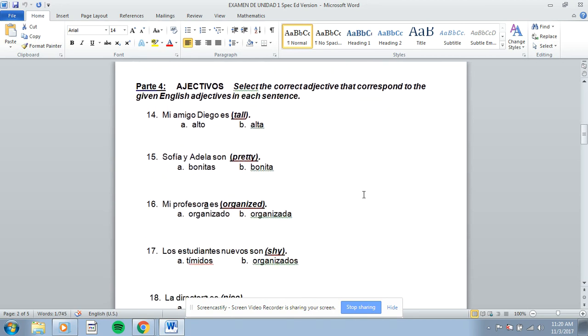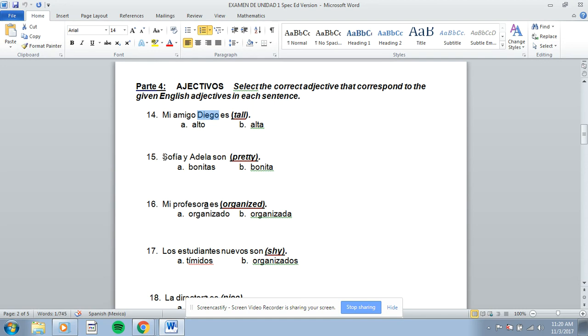Parte 4, part 4, number 14 says, mi amigo Diego es, and they want you to put the word for tall. Well, they give you two versions of tall, alto and alta. Which one of those would you use if you're describing Diego, who is a boy? Bubble in A if you think it's alto, bubble in B if you think it's alta.